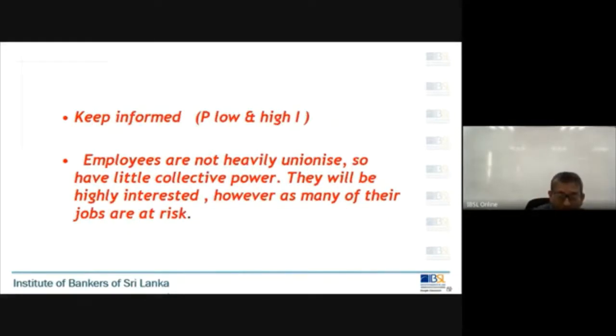Then keep informed. Because employees are not heavily unionized, so they have little collective power. But they will be highly interested as many of their jobs are at risk. So their power is less, but they have very high interest in the organization.